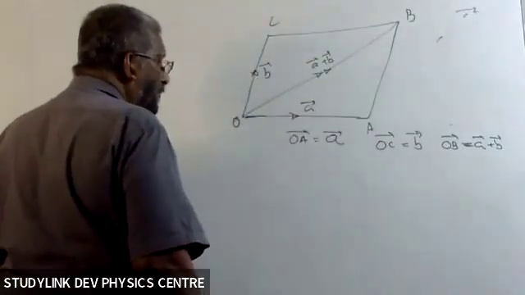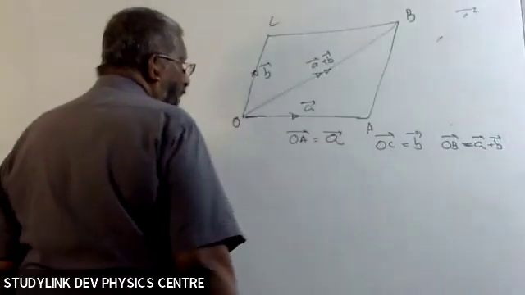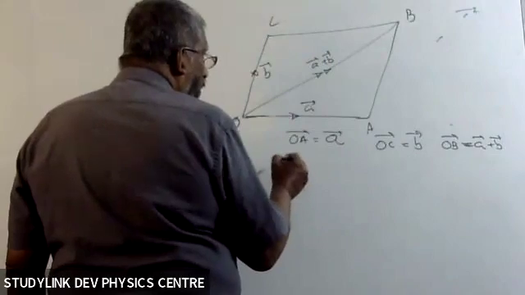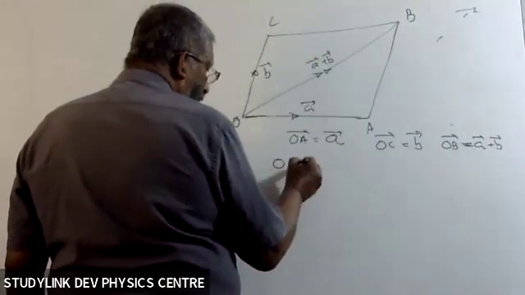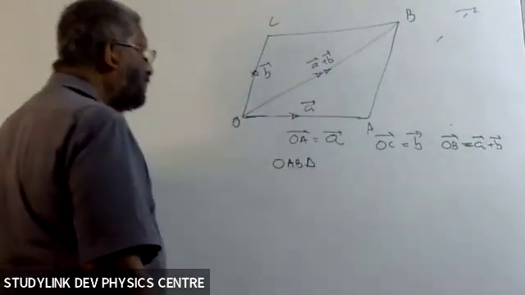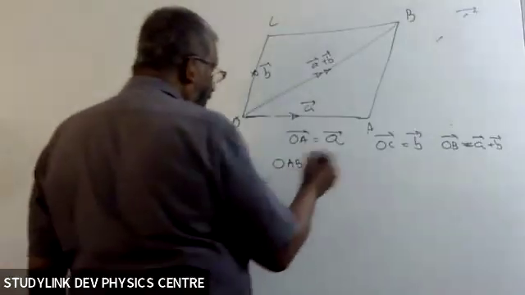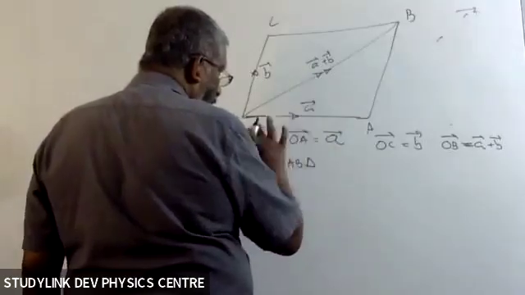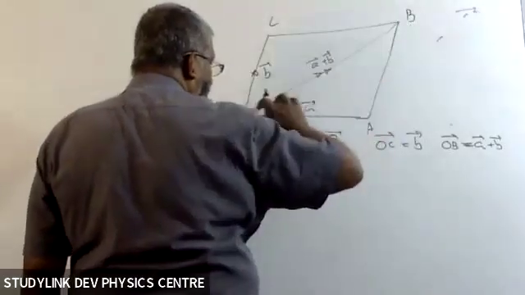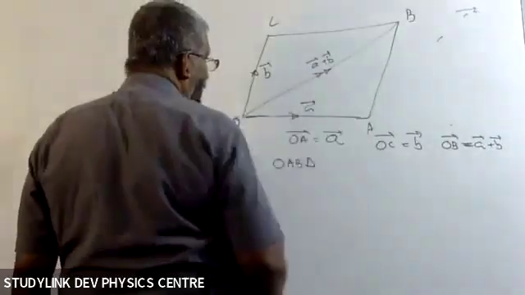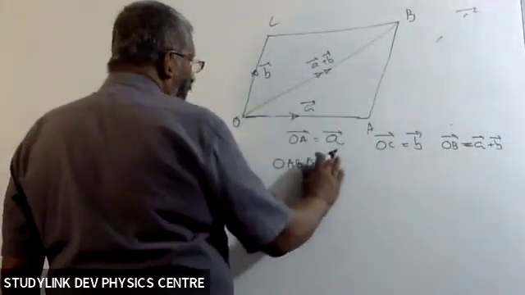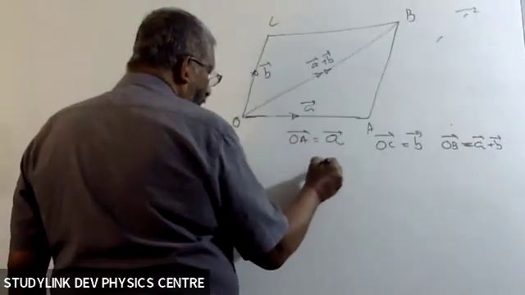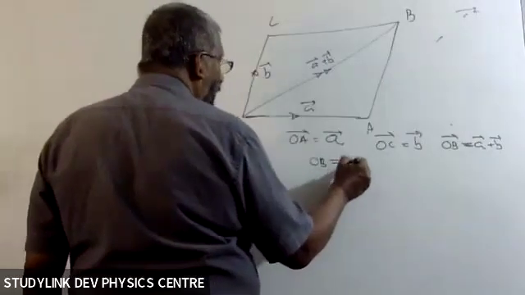Now we'll consider the vector triangle. OAB is a triangle. Therefore, OA plus AB is equal to OB. Now, when you consider the parallelogram, OB is equal to AB.